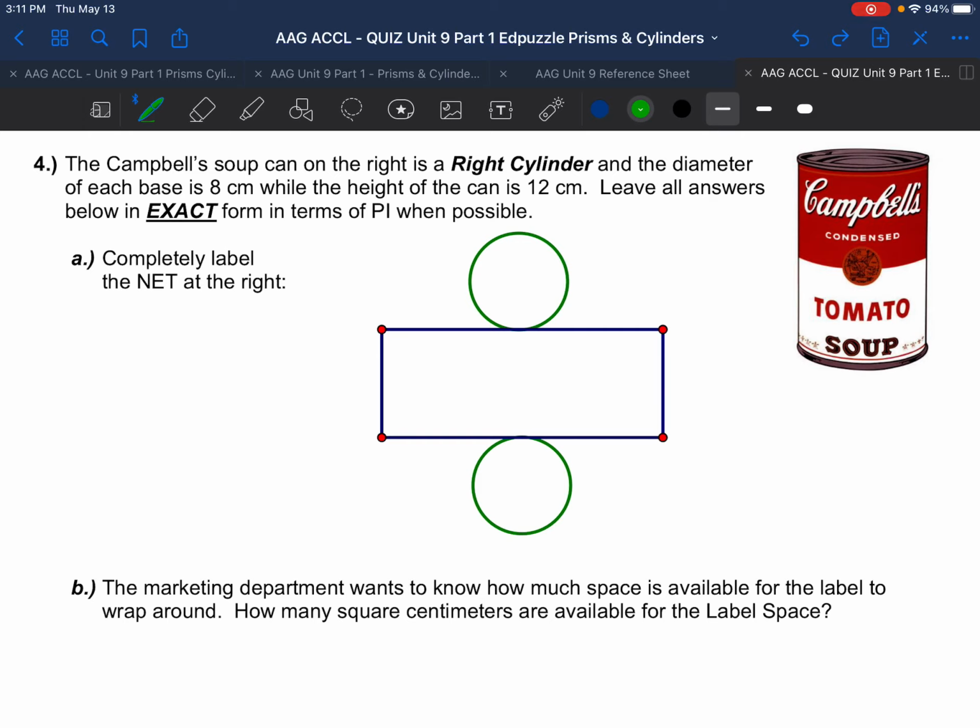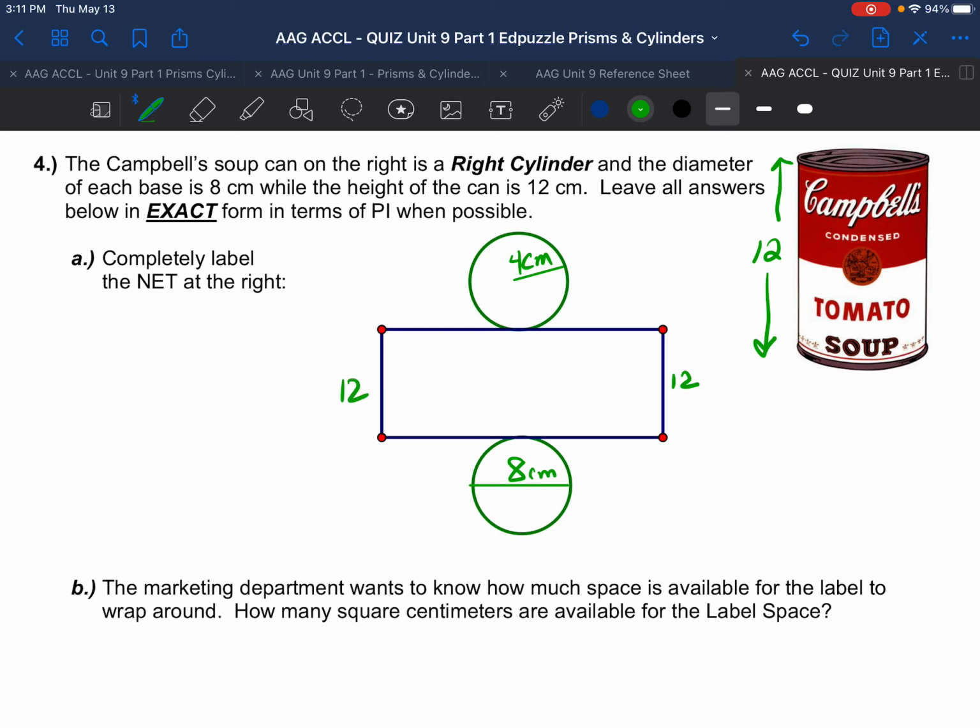So I'm going to combine a few steps here. First of all, they told me the diameter of each base is 8. So I'm going to draw a diameter and label it 8, right? These are centimeters. And then I'm going to have the radius up here, which is also 4. The height of the can is 12 centimeters. So not only is it here, but it's also going to go here. So that's 12, that's 12.